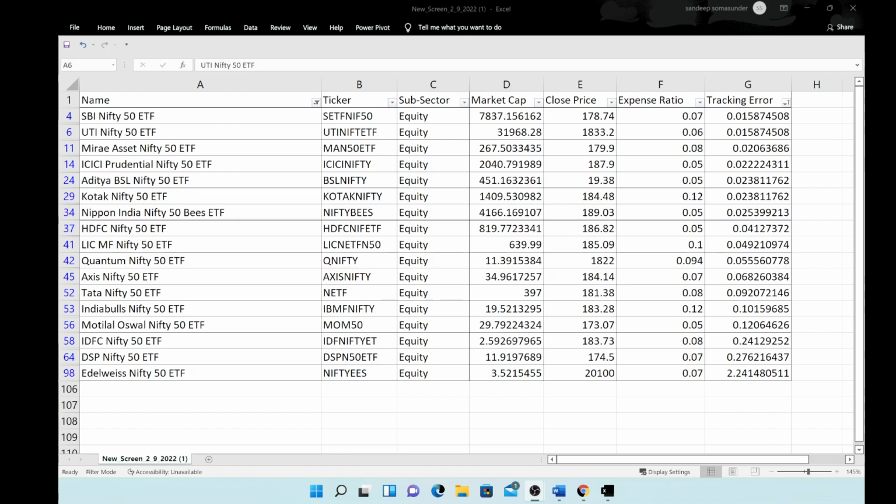So in this video I'm going to talk about Nifty50 ETF. ETF is an exchange traded fund. Investing in an ETF is a passive investment and there is no active fund manager present. You get exactly the market return.